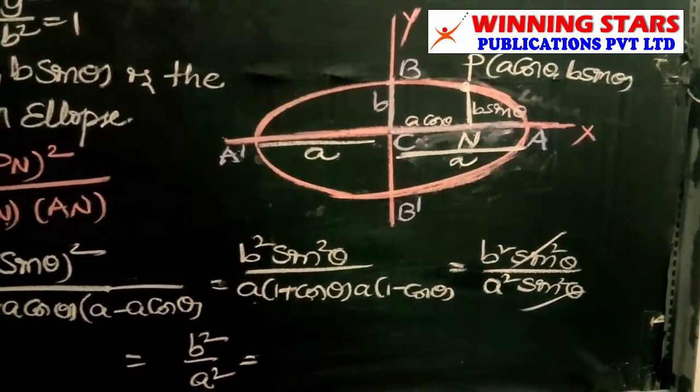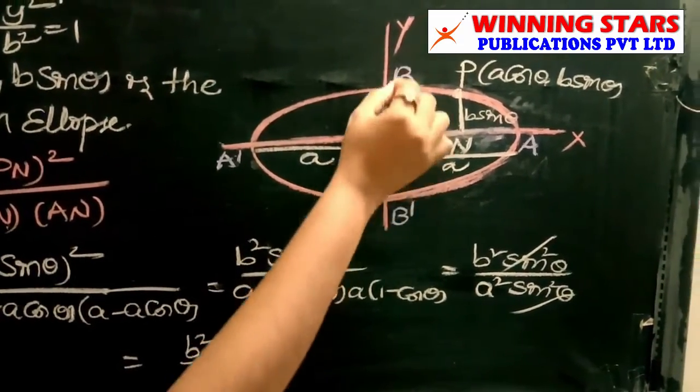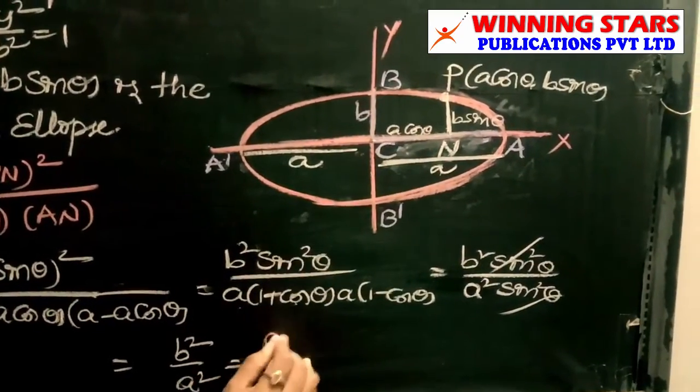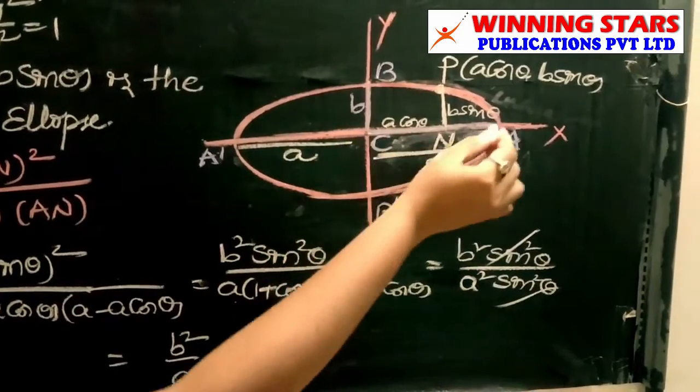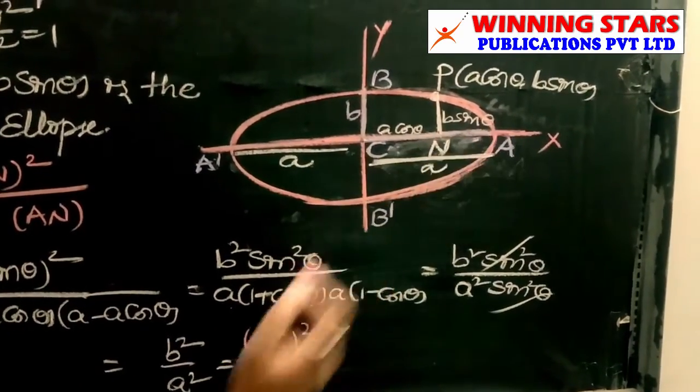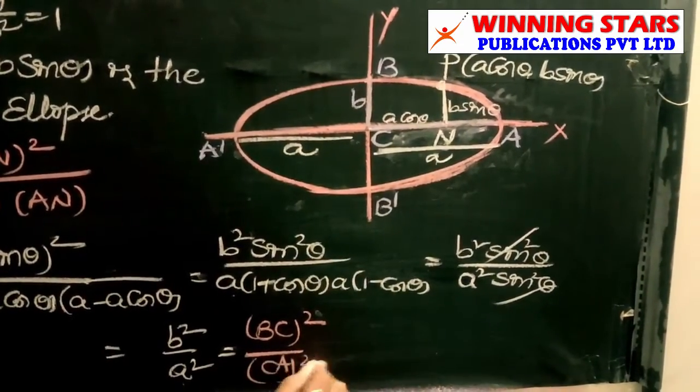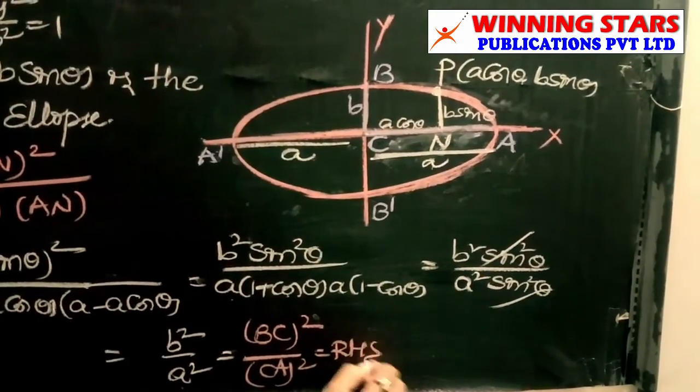And what is the b square value? From the diagram we have that the value of b is equal to BC, so BC whole square by a square. From the diagram we have that the value of a is equal to CA, that is CA whole square, equal to RHS. That's all.